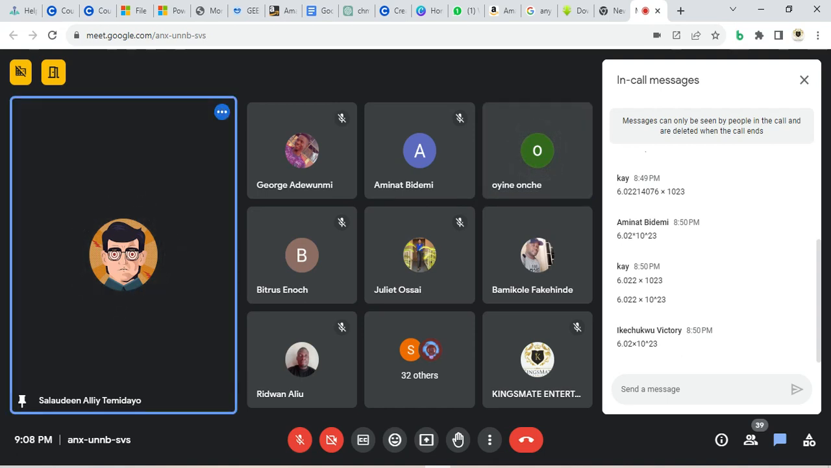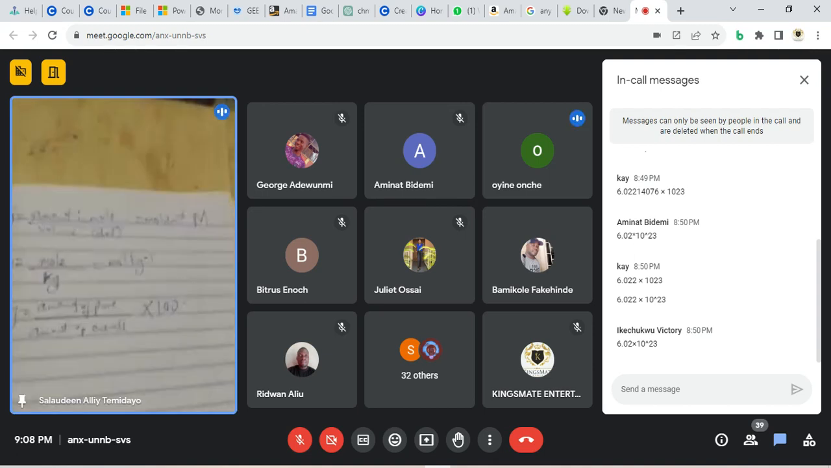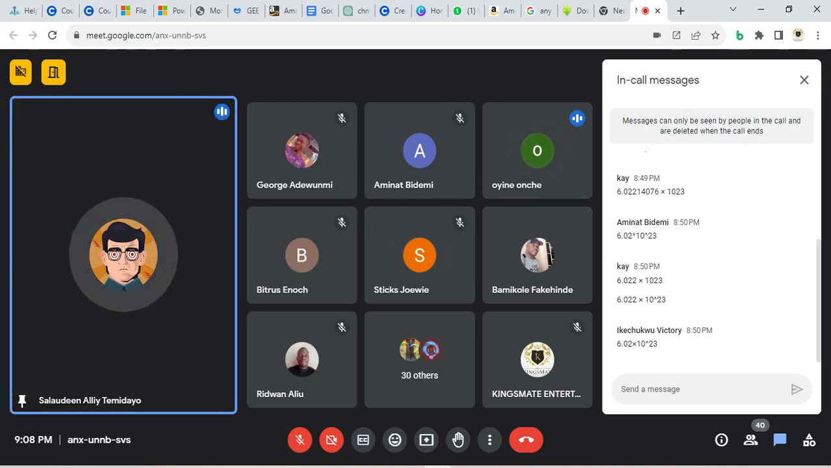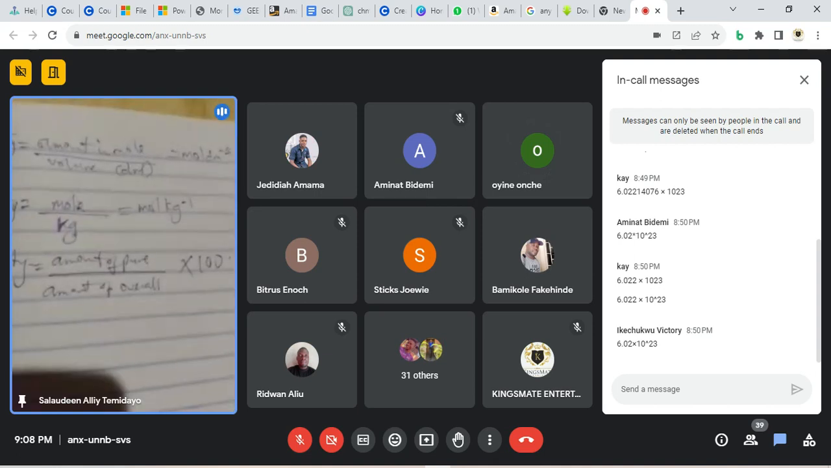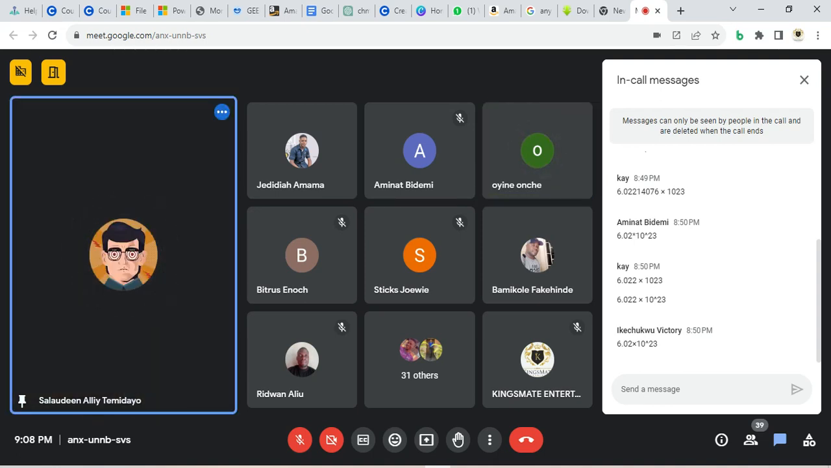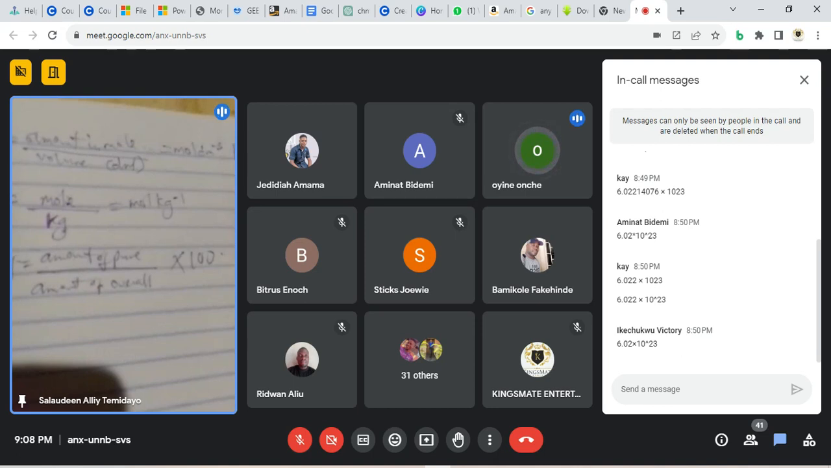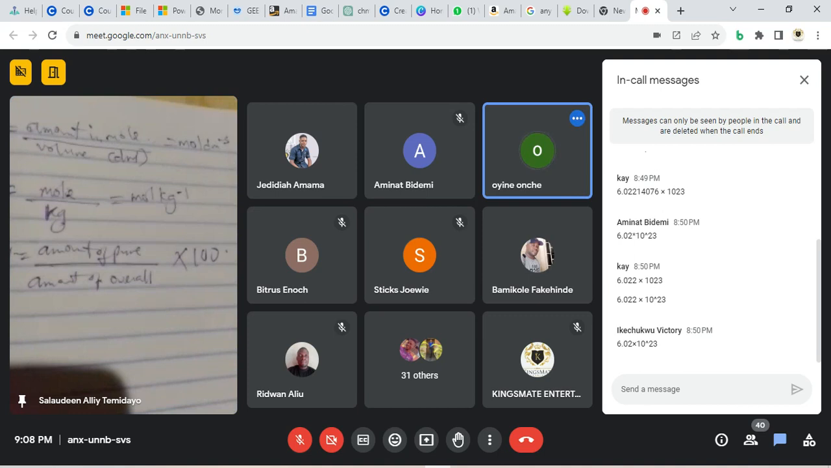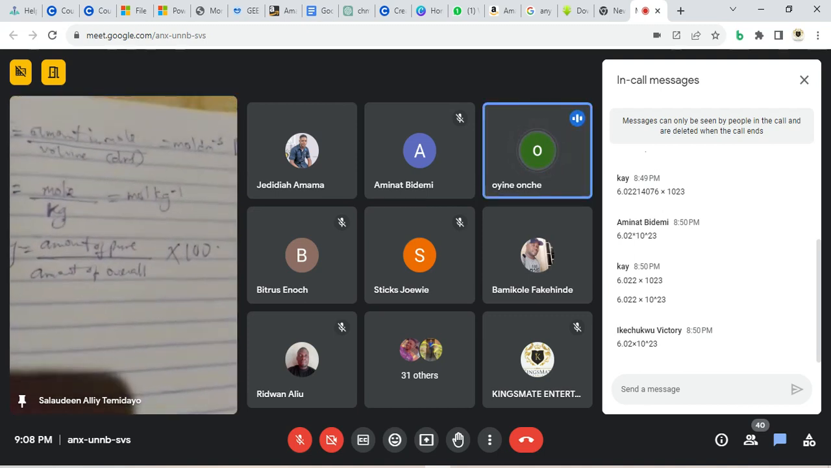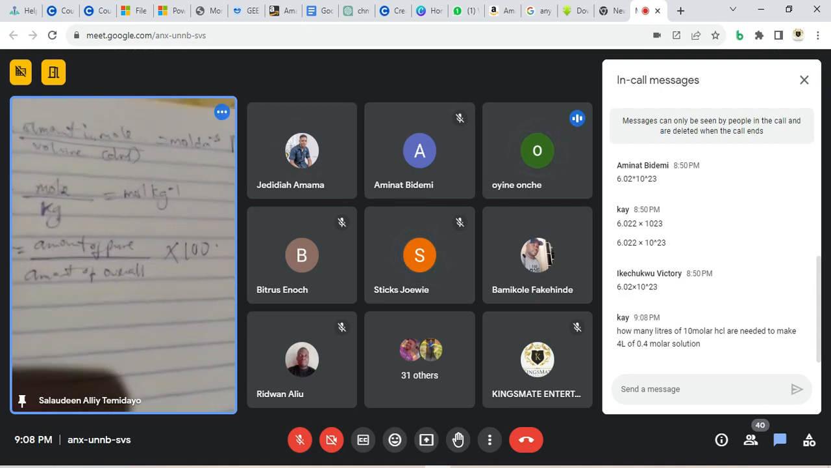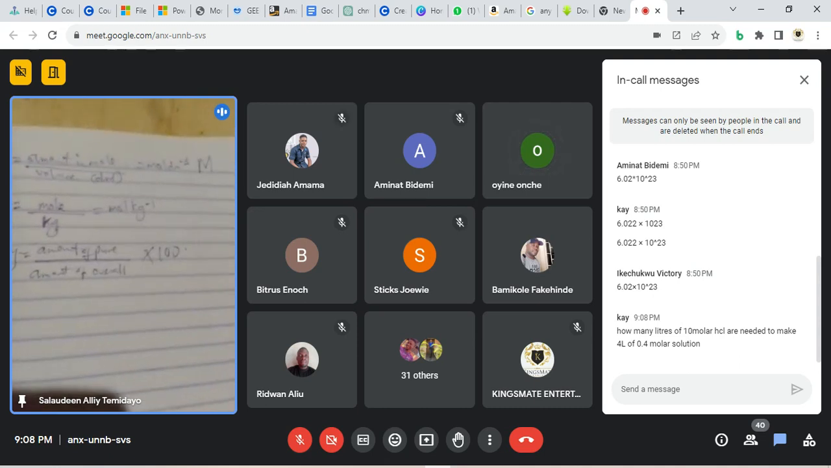Okay, has anyone written the question out? I said, how many liters of 10 molar, that's capital letter M, meaning moles per dm cube, hydrochloric acid, HCl, are needed to make 4 liters of 0.4 molar solution? Did you get it now? Yes. Thank you. Did you type it out? Thank you, Mr. K. Okay, this is the question. Everyone can take a good look at it from the chat.